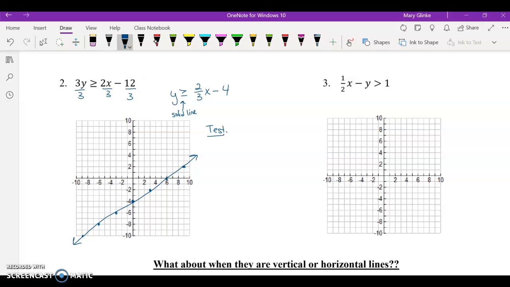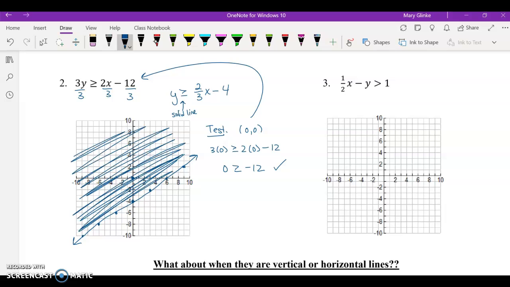We are going to pick a test point. Again, it can be any point not on your line. I always tend to go to 0, 0, but if your line goes through 0, 0, you have to pick a different point. You plug it into your original inequality. So we're going to do 3 times 0 greater than or equal to 2 times 0 minus 12. We get 0 is greater than or equal to -12. Since 0 is actually bigger than -12, 0, 0 works, which means the half of our graph we shade has to include 0, 0 because it's supposed to work.